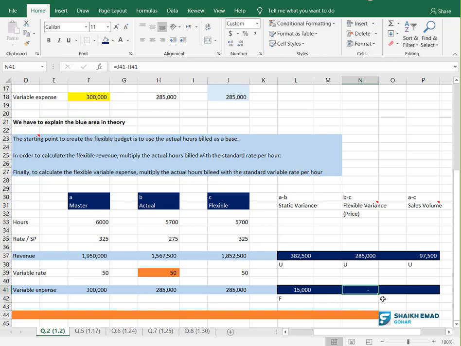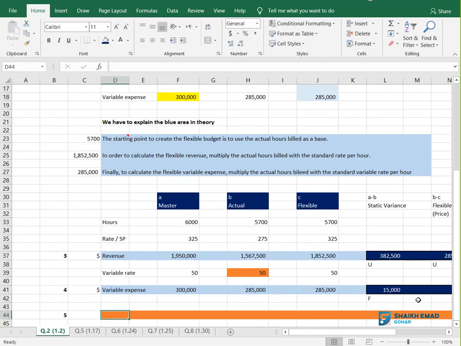Why is the flexible variance nil? Because it is not a price variance. Getting it? Remember 50 and 50, same. It is not a price variance. So what is it? It is a volume variance because of charging less hours. Remember? 5,700 hours and 6,000 hours. This is the difference. So the whole amount is coming here. This whole amount will come in under the volume variance because in the flexible variance there is nil.